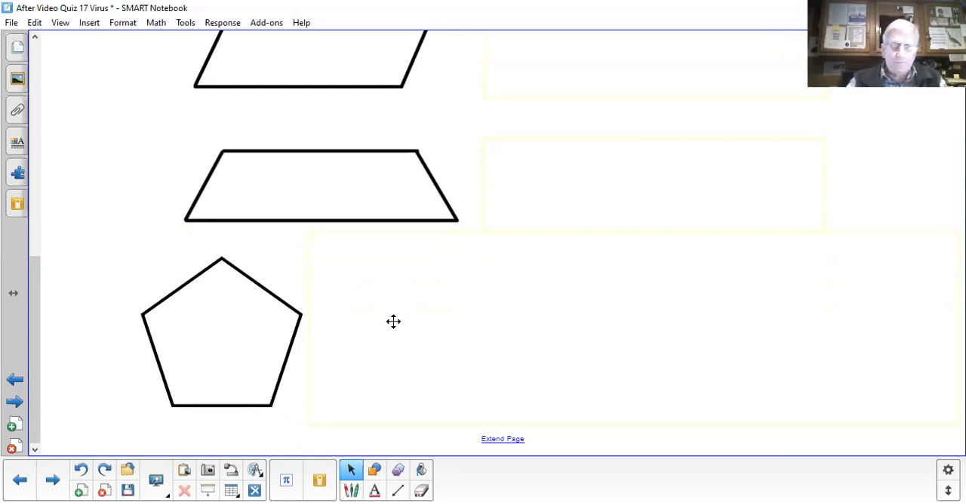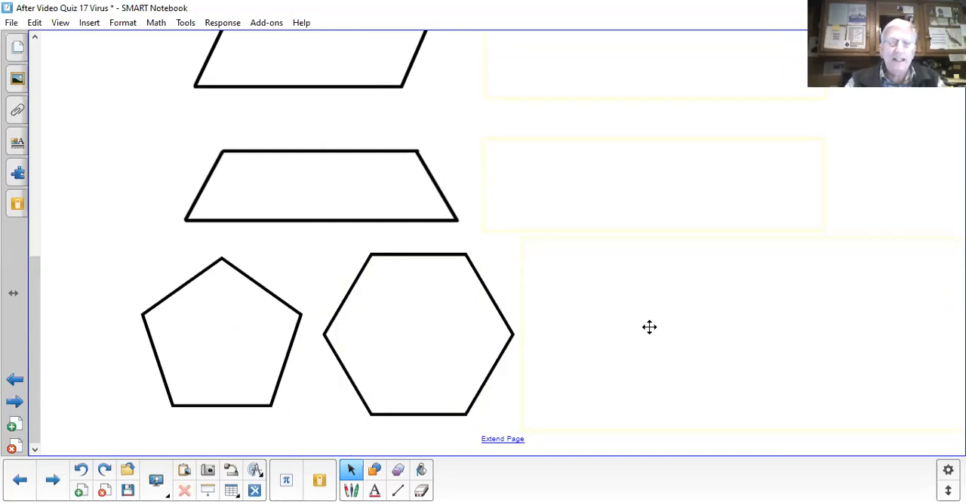All right. Next, we have a regular hexagon, a 6-sided polygon. All the sides are equal in length, they're congruent, and all the interior angles are exactly identical. And last but not least, we have our favorite, the stop sign. And the stop sign, of course, is a regular octagon, 8 sides.